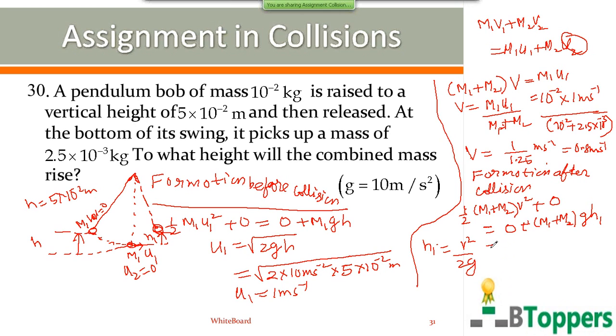So you get V equal to 0.8 meter per second. And g is given as 10 meter per second square. So you get h1 equal to 0.032 meters, or 3.2 centimeter. That will be the answer.